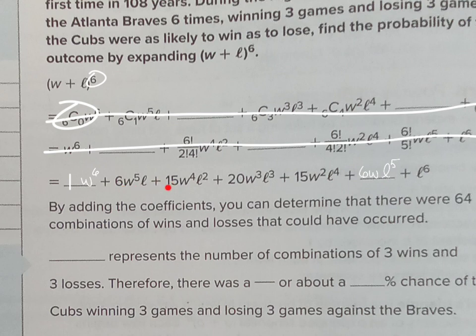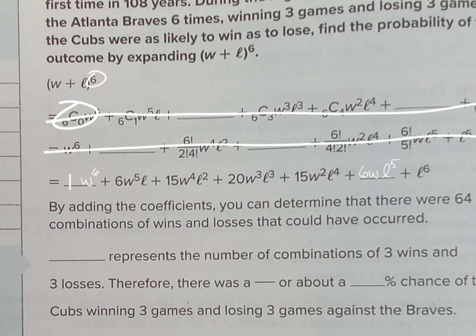Okay, and so then there's 15 different ways you could win 4, lose 2. You can win the first 4, lose the last 2. Lose the first 2, win the last 4. Win 3, then lose 1, or win 3, 1 loss, 1 win, 1 loss. Okay, you see what I'm saying? And so then there's 15 different ways. There's 20 different ways you can split, and then it goes back down. Okay, and so that's what they're saying on here.